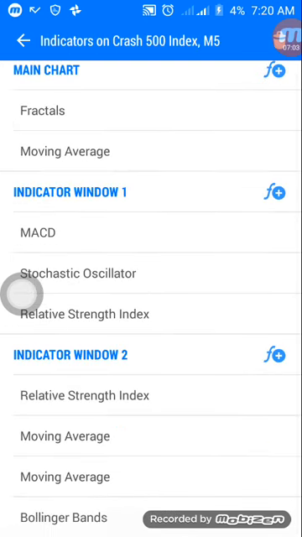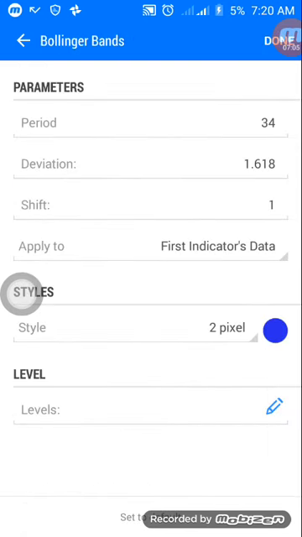And the last one is the Bollinger Band. Period is 34. The deviation is 1.618. Shift is 0. Apply to first indicator's data. Remember that the one we applied the MAs to is previous. This is the first indicator's data. Then the style is 2 pixels. You can choose my pixel so that you will be using what I'm using in the chat.